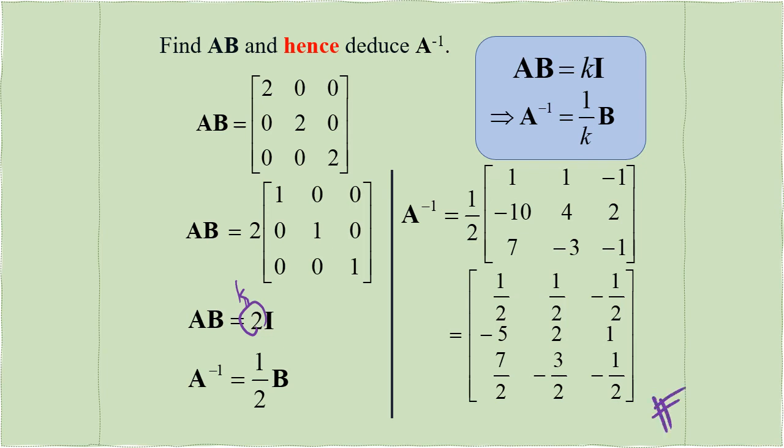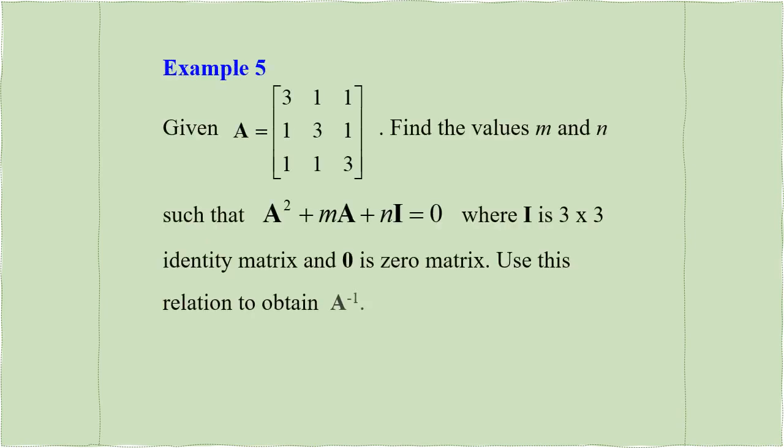Okay? So example 5. Given A equals 311, 131, 113. Find the values of m and n such that A squared plus mA plus nI equals 0, where I is a 3 by 3 identity matrix and 0 is the zero matrix. Use this relation to obtain A inverse. First of all, we need to find the values of m and n such that A squared plus mA plus nI equals 0.